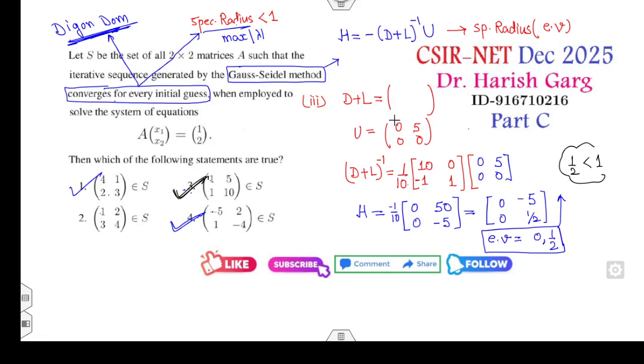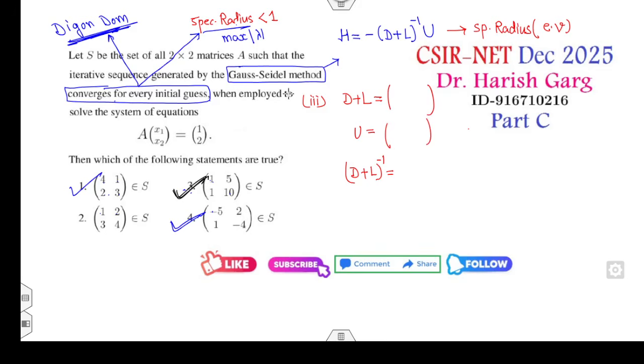In the second option, you have to find the value of D plus L. It will be 1, 3, 4 and 0, 2, 0, 0. What is the (D plus L) inverse? Determinant is 1 by 4, 4, 0, minus 3, 1.